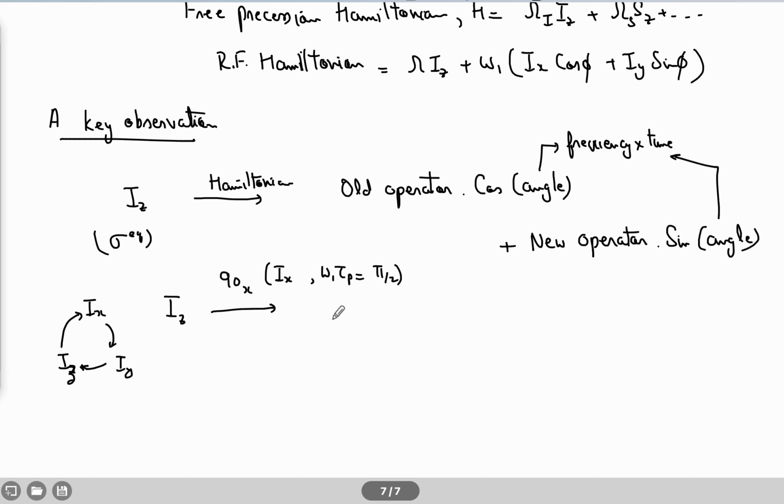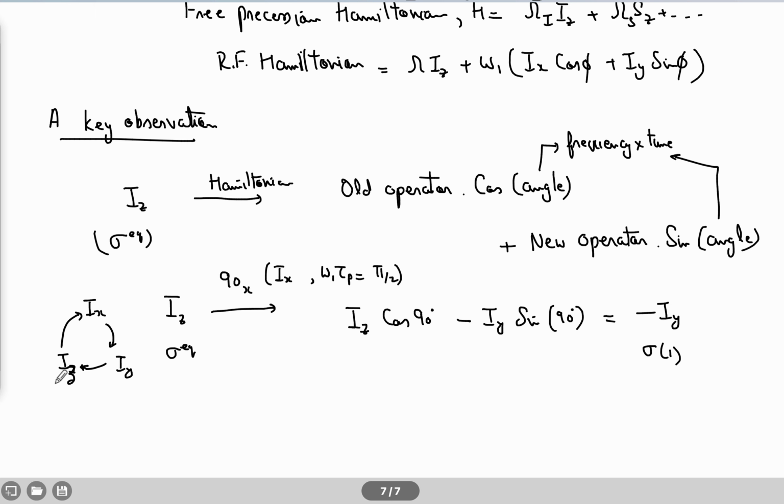So the old operator is the same as Iz, times cosine of 90 degrees. The new operator is Ix operated on Iz, which gives you Iy with a negative sign, negative because it is now going in the reverse cyclic manner, times sine of 90 degrees. This is nothing but minus Iy, and this is what you got as sigma 1. This is your sigma equilibrium.